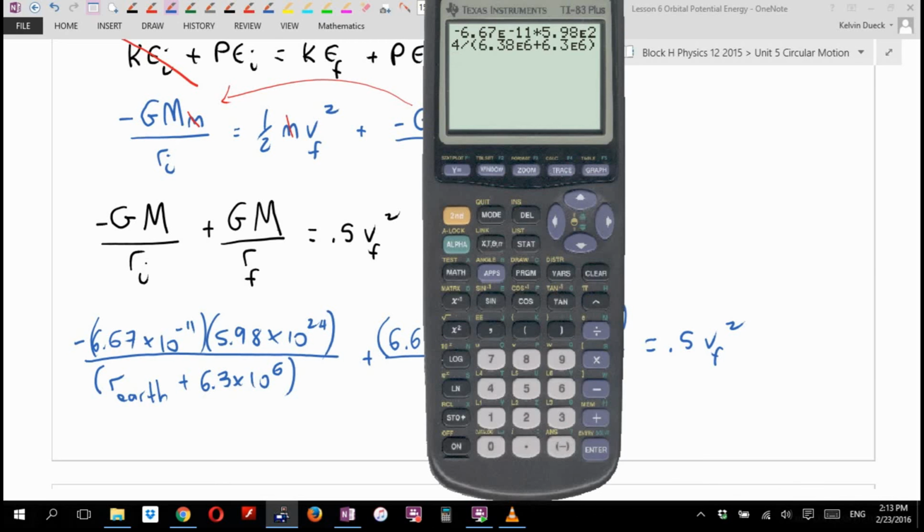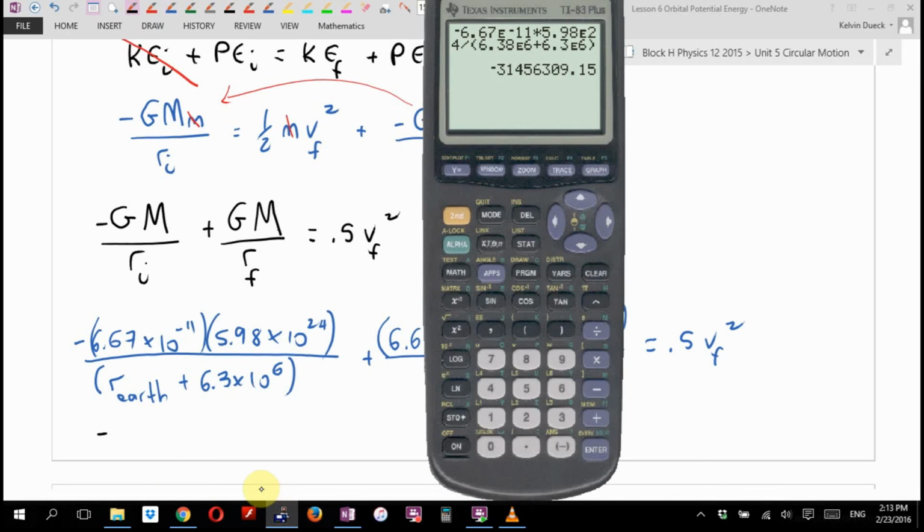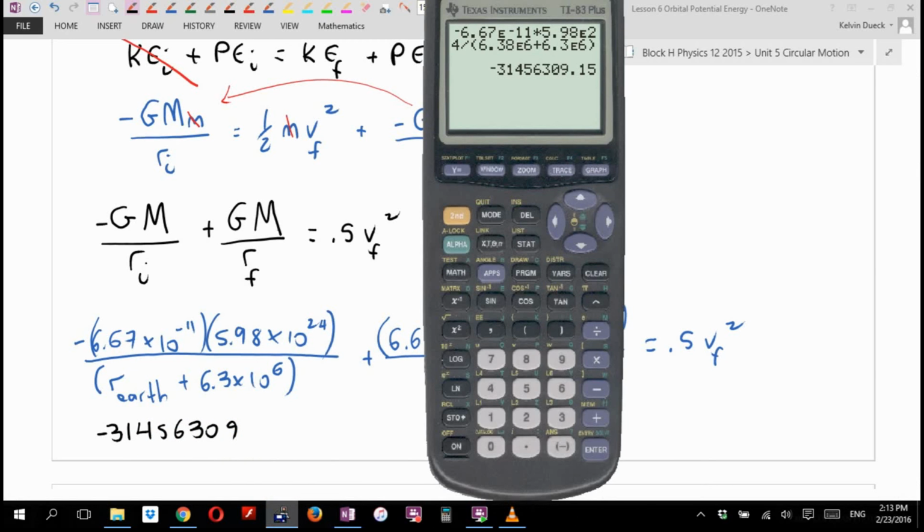Here's what I'm going to do. I'm going to hit equals, and I'm going to carry 5 or 6 sig figs. I'm going to write negative 3,145,639 right here. Top row, big G times mass of the Earth, 6.67 times 10 to the negative 11 times big M, 5.98 times 10 to the 24th. Those of you that can't read, I've got to move on here. You okay with me so far, Jason?